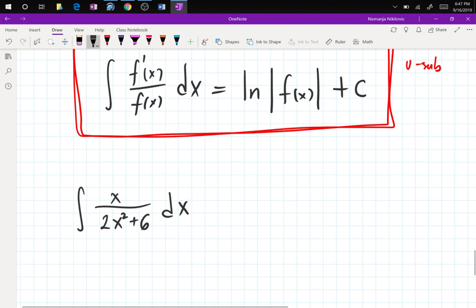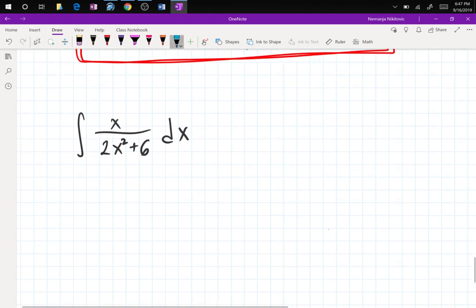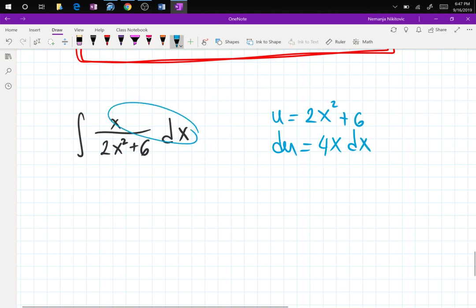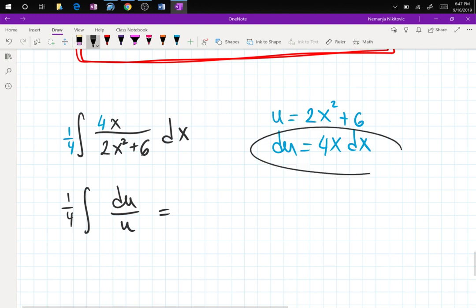Typical example, right? Where you say, oh, it's a u sub. U equals 2x squared plus 6. Du equals 4x dx. Well, I have x dx. I need 4x dx, so fix it. Put the 4 and a quarter in front. And now the whole thing changes into 1 quarter integral of du over u. Because 4x dx, as you can see, is du. And the entire denominator is just u.